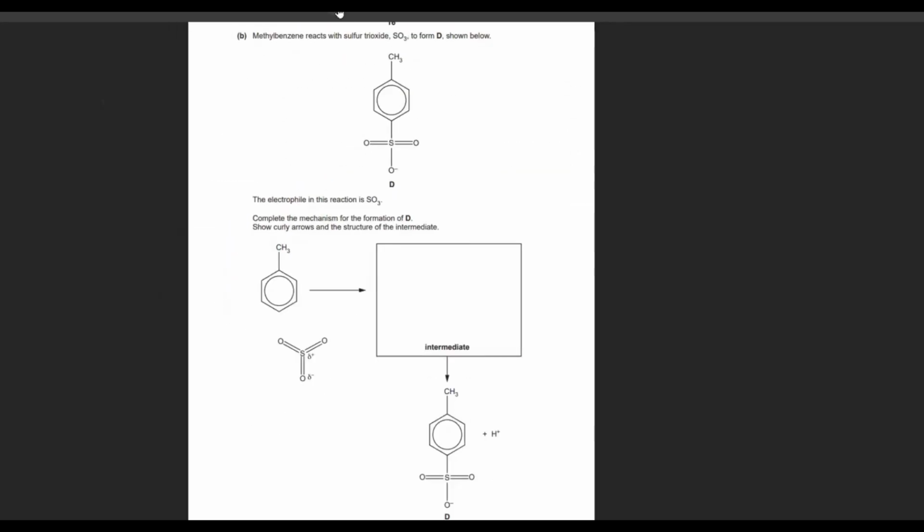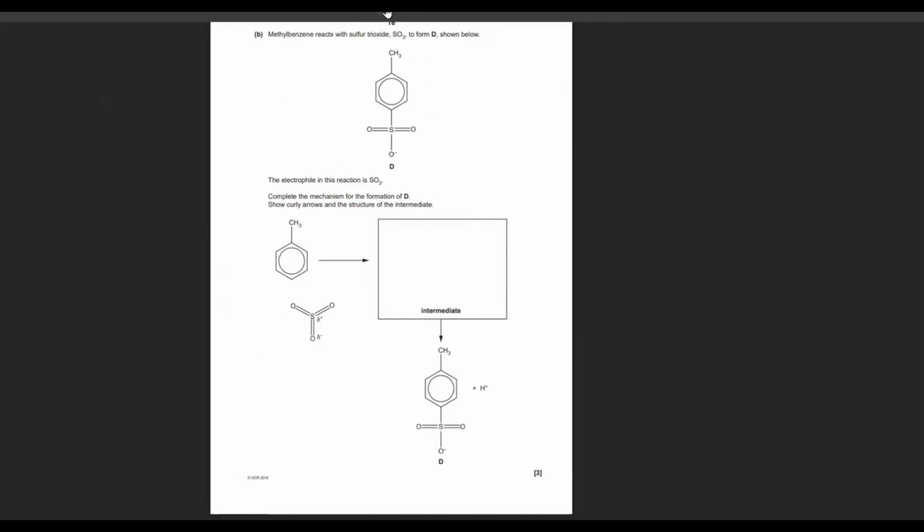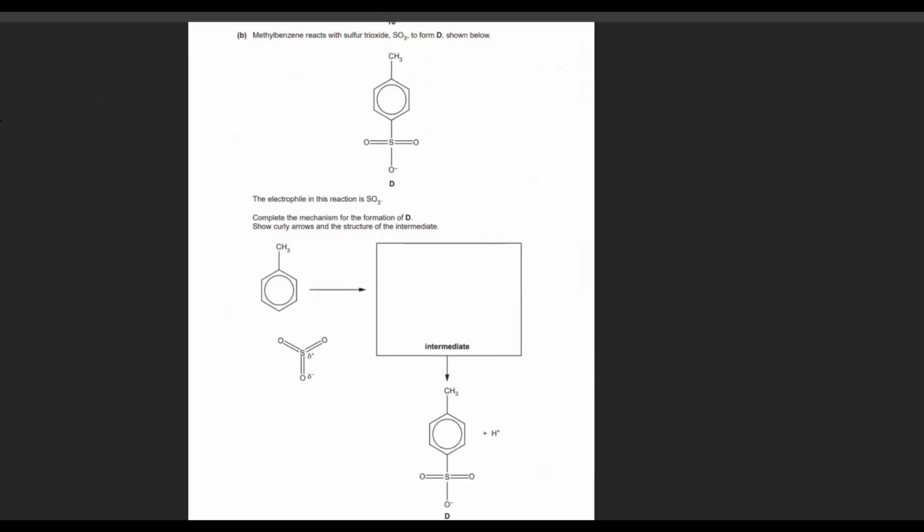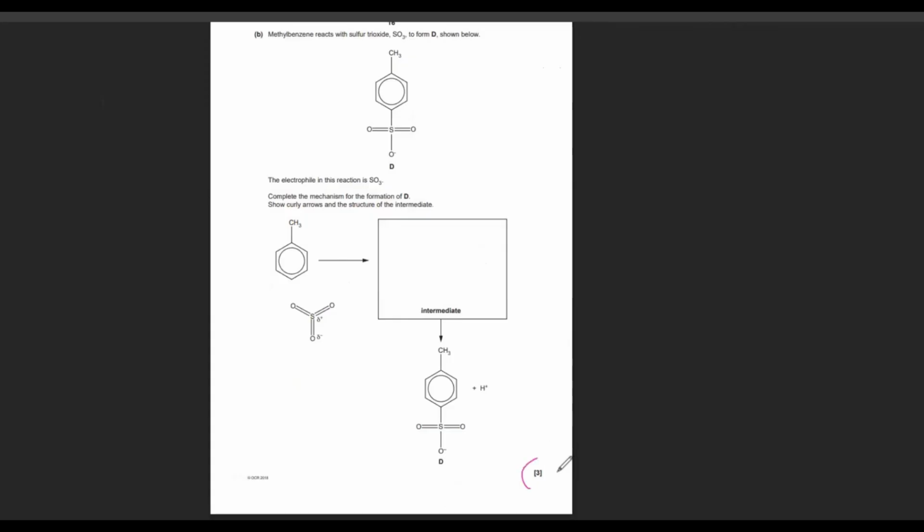Right, final part of this question. Methylbenzene reacts with sulfur trioxide to form D, shown below. The electrophile in this reaction is SO3. Complete the mechanism for the formation of D, show curly arrows, and the structure of the intermediate. So here we've got methylbenzene, here we've got the SO3, you can see it here, I've circled them. And we need to show the intermediate, we need to show curly arrows on the reactant, curly arrows on the intermediate, correctly drawn, and that's going to get us 3 marks.